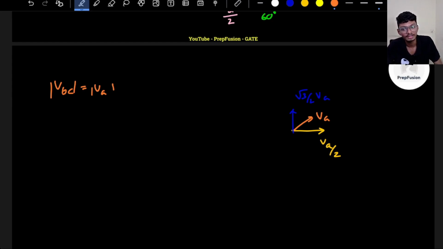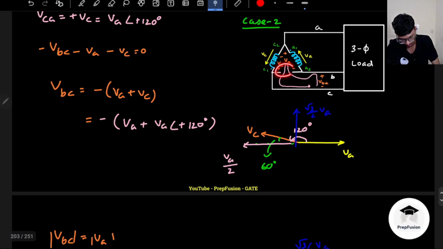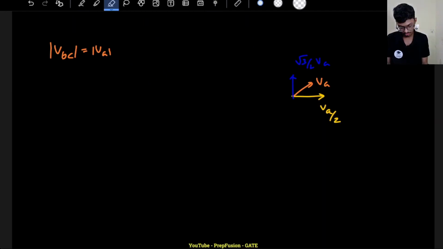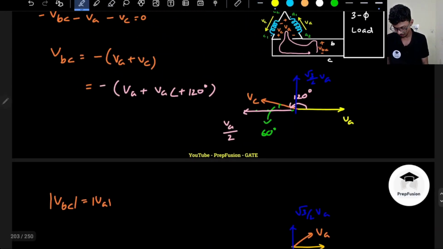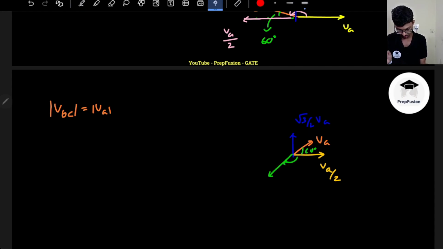No, the power rating won't be the same. Why? Because this time, remember, the current here is 0. So current is only present here and here. It is not actually present here, right? So what will be the actual VBC? VBC is negative of this, so it will lie somewhere around here, which is actually 120 degrees lagging from the reference VA. Because this is 60 and this overall thing will be 180, so this will be 120 only.